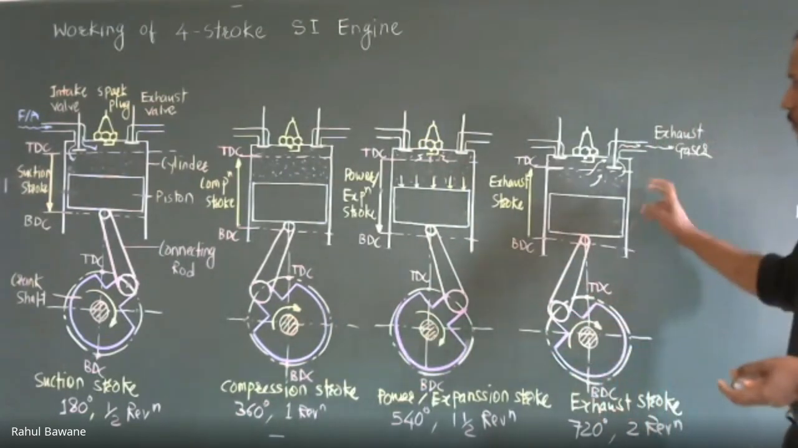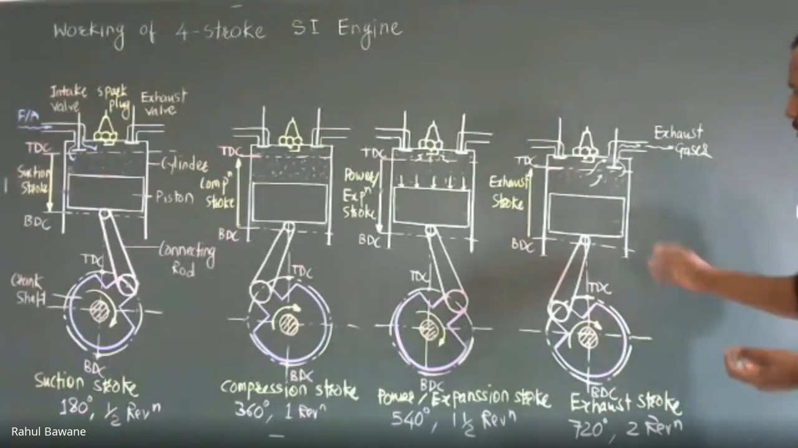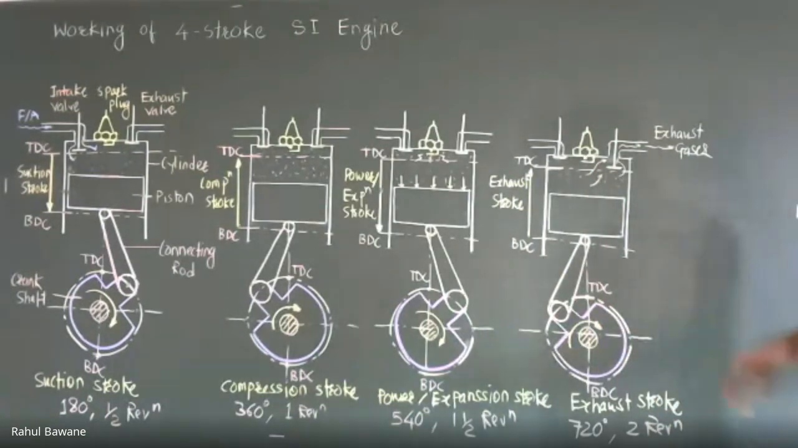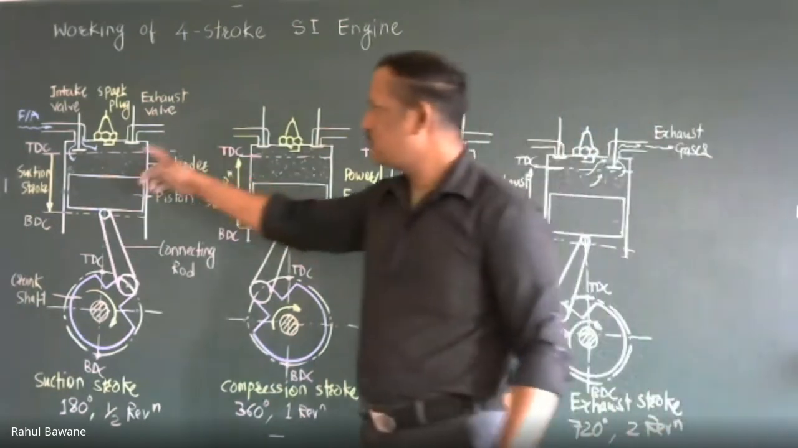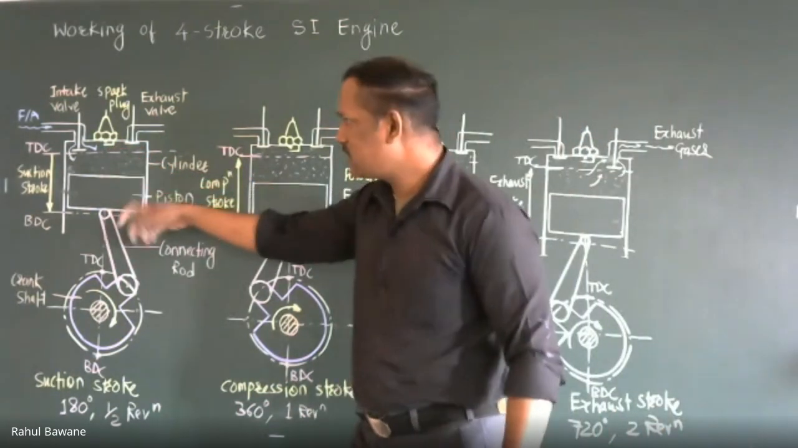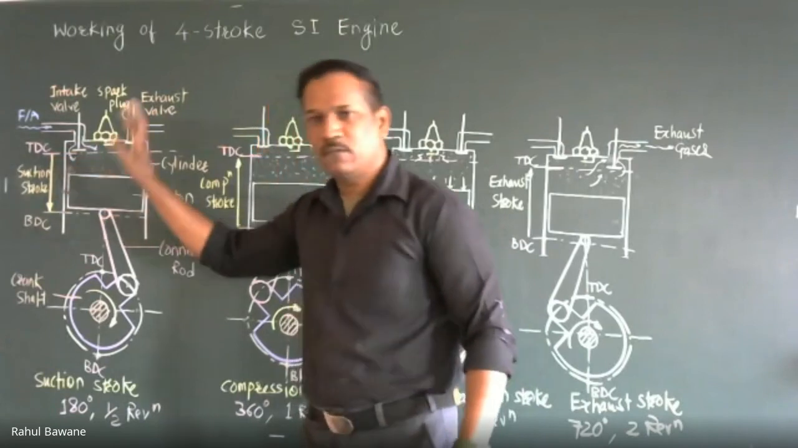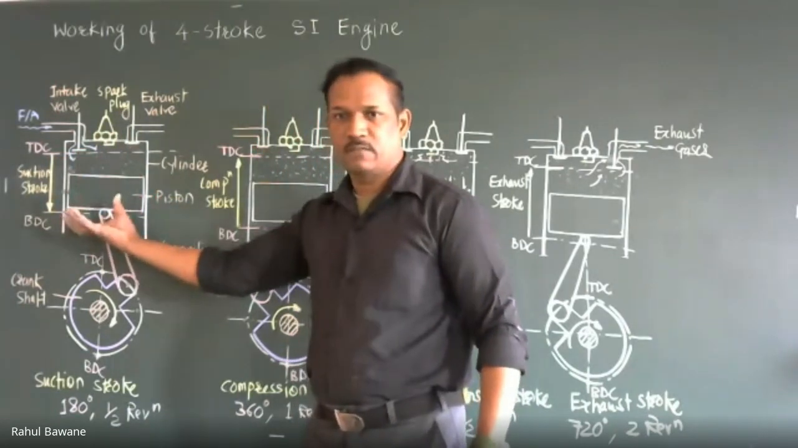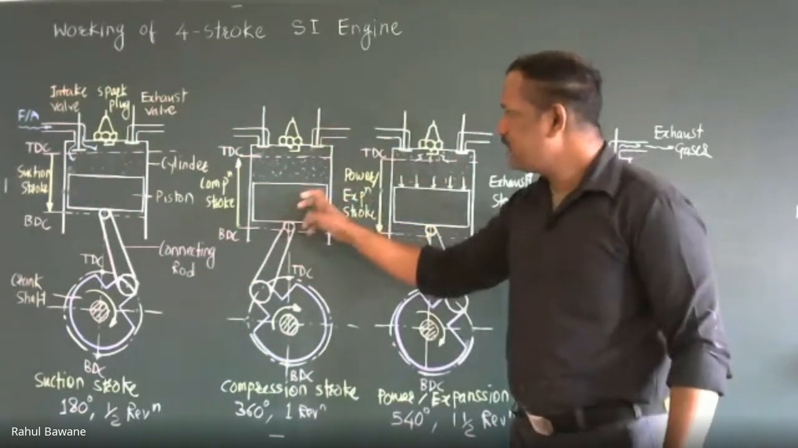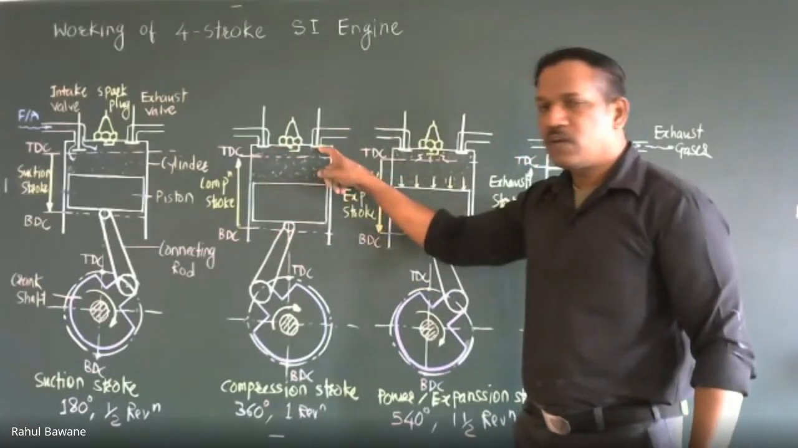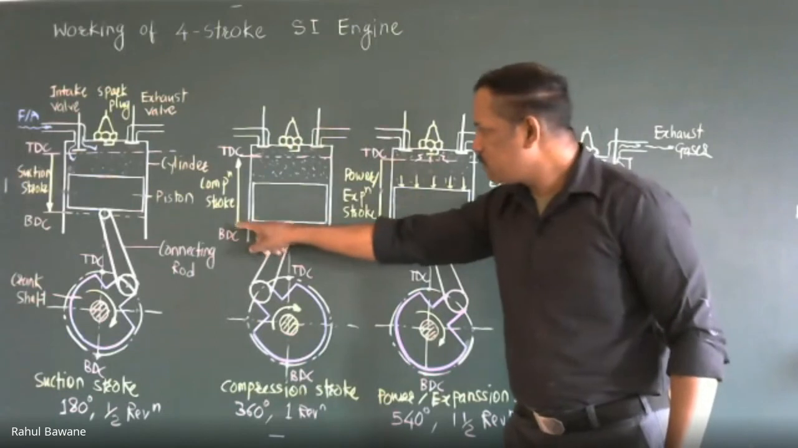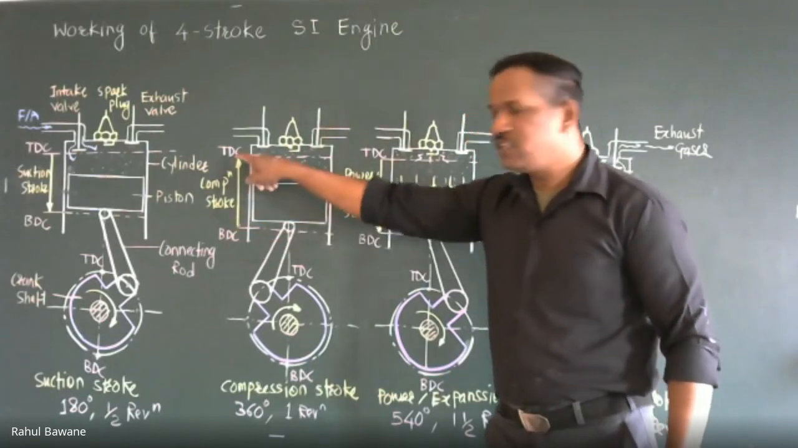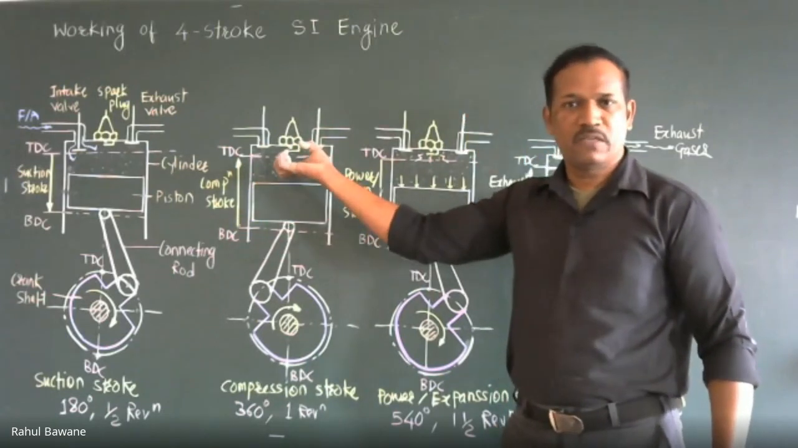So these are the four strokes. Observe the differences. In the first stroke, the intake valve is open, the exhaust valve is closed, the spark plug is inactive, the piston moves from TDC to BDC, and suction takes place. In compression, the intake and exhaust valves are closed and the spark plug is inactive, but the piston moves from BDC to TDC, and during this compression takes place.